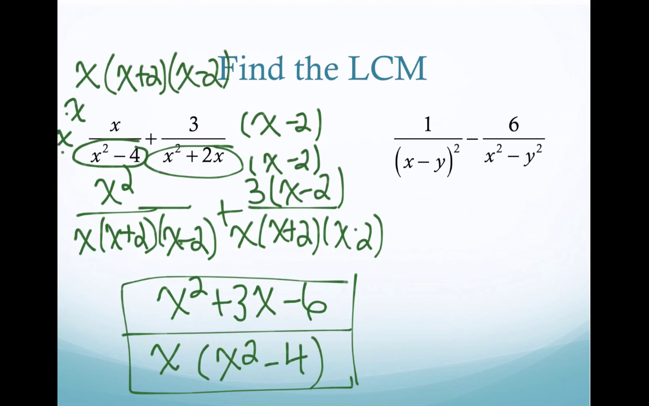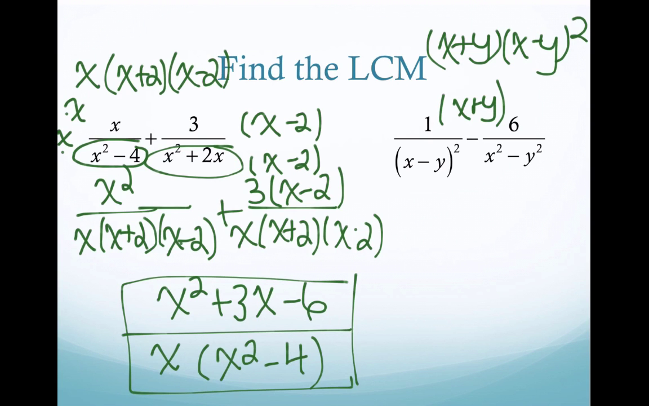Lastly, I have denominators of x minus y squared and x squared minus y squared. So my LCM was x plus y times x minus y squared. My first fraction is missing the x plus y. My second fraction is missing that second x minus y. So I have 1 times x plus y, which is x plus y minus 6 times x minus y.